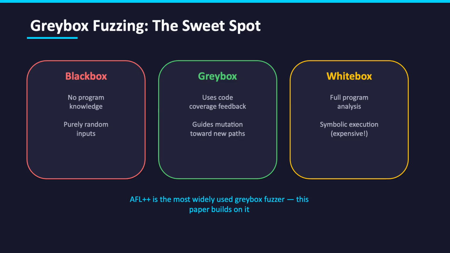Greybox fuzzing sits in the sweet spot in the middle. It uses lightweight code coverage feedback. Basically, it instruments the program to tell you which branches were taken without doing full program analysis. It's fast enough to run millions of inputs per second, but smart enough to steer toward unexplored code. And the most widely used Greybox fuzzer is AFL++. If you work in security, you have almost certainly heard about it.